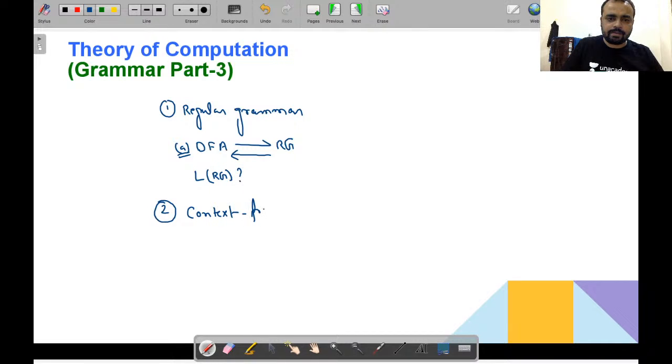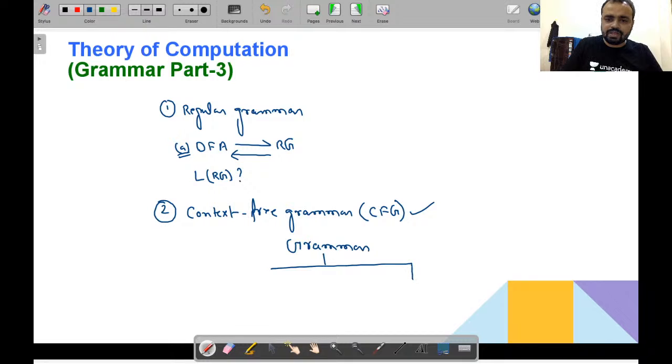The second thing we have learned is context free grammar, that is also called CFG. In the short form we will say CFG, that is the context free grammar. This is the second thing already we have learned in the second lecture. But whenever we are talking about grammar, it will be of two different forms.